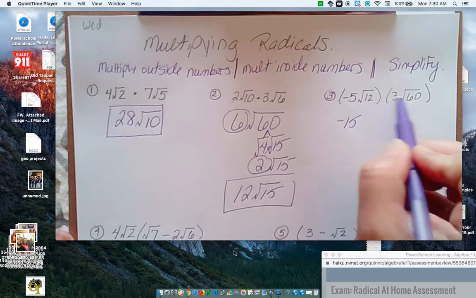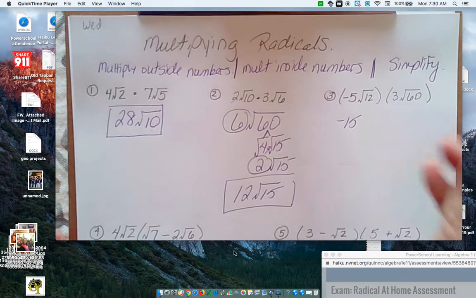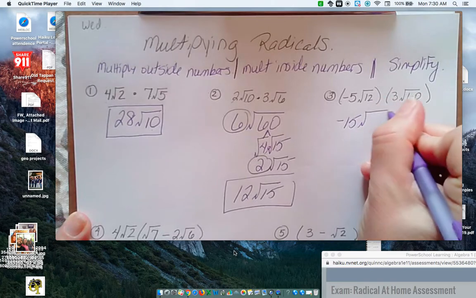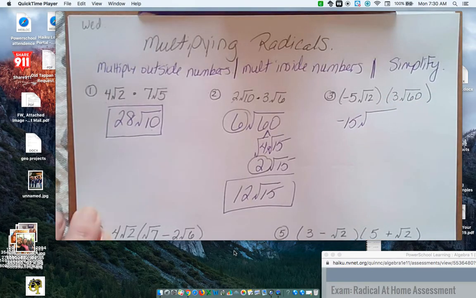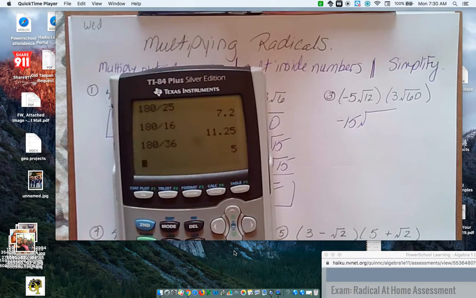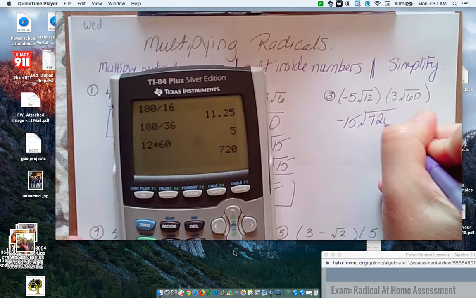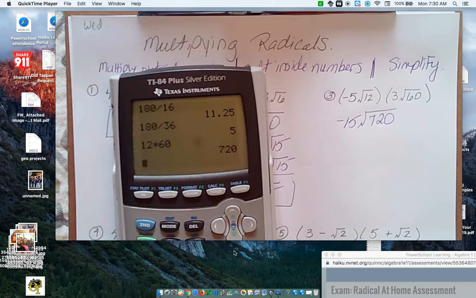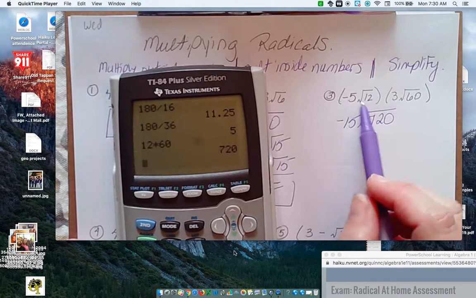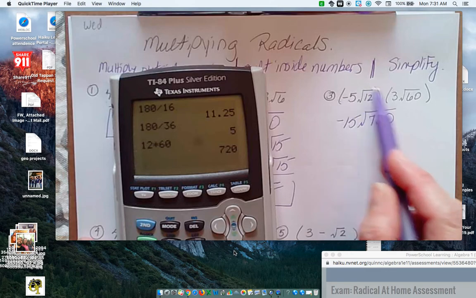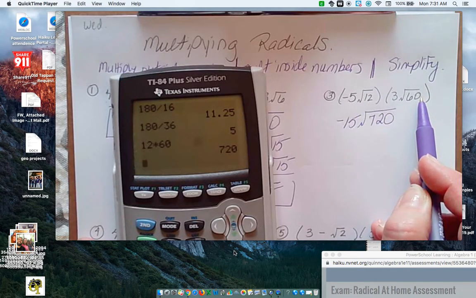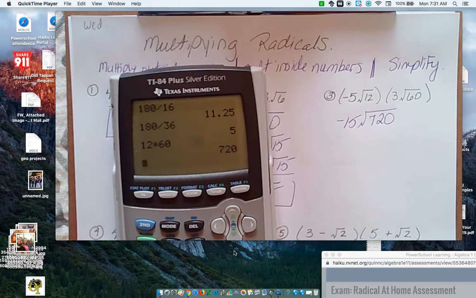And now we're going to multiply the insides. So, 12 times 60. 720. Okay. A couple of things that we can do here. You can decide, you know what, maybe I'll simplify first and then multiply. Let's try that method.